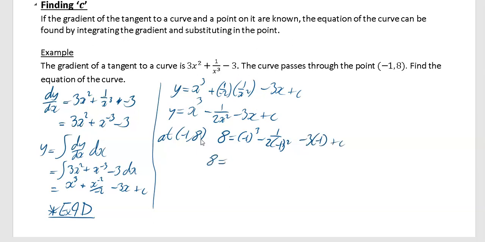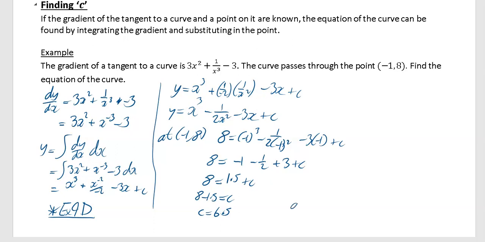So 8 is equal to minus 1 cubed, which is minus 1. And then that's going to be minus a half, and then plus 3 plus c. That's still a mess, so let's tidy it up. Plus 3 minus 1 is 2, minus another half is going to be 1.5. So 8 is equal to 1.5 plus c. Bring that 1.5 across, and you'll have 8 minus 1.5 is equal to c. So your c is equal to 6.5.